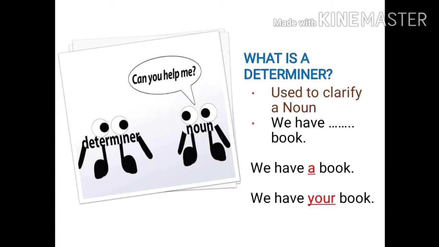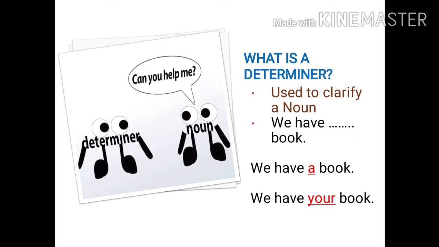So what is a determiner, children? Determiners are used to clarify or modify a noun. Look at the sentences given here, children. We have book. We have a book. We have your book. Look at the first sentence.